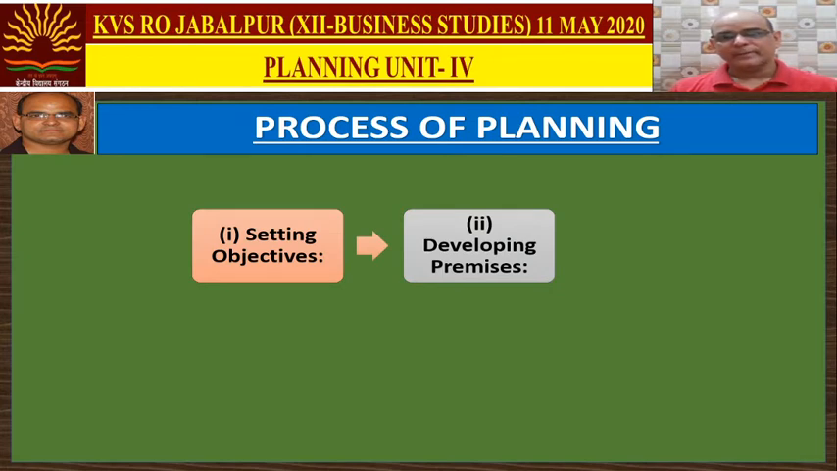Number 2, developing the planning premises. Very first is setting up the objectives, why planning is being done, and second is developing premises. Dear students, this second point is generally asked for 1 or 3 marks. Generally it is asked for 3 marks in your board exam, what is the meaning of developing premises. I would like to tell about this. This is a very important point, so please make a note of it.